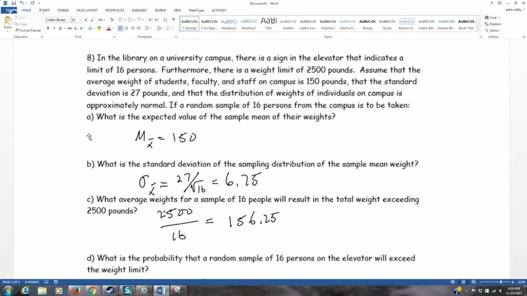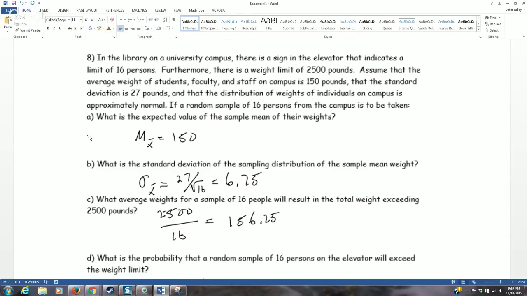All right, so they tell us that we're assuming that the average weight of everyone happens to be 150 pounds, which I know is not realistic at all, with a standard deviation of 27. And the distribution of weights is approximately normal. So if we have a random sample of 16 people, because we're dealing with a sample, then we're going to do sample distribution rules.